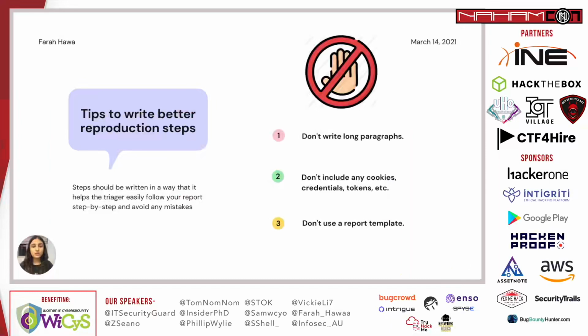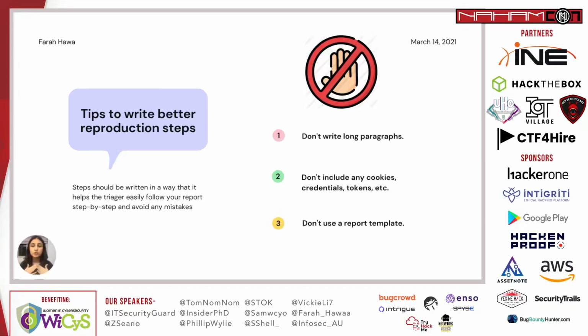So let me give you some tips on how you can write better reproduction steps. And remember that the end goal of your reproduction steps should be to allow the triager to follow those steps step by step and avoid any mistakes. So this will also allow us to follow it and then send it to the customer as fast as possible.